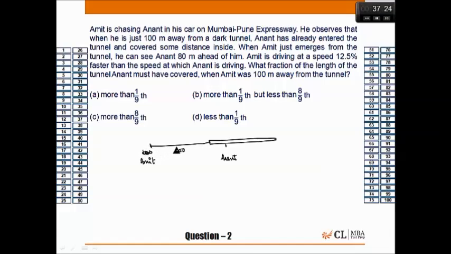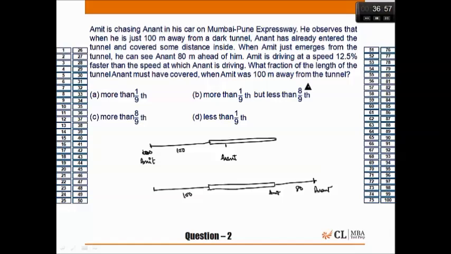Okay, this distance is 100 meters. When Amit just emerges from the tunnel, he can see, okay, so that's story 2. What happened? When Amit reached here, he can see Anand 80 meters ahead of him. This is Anand.